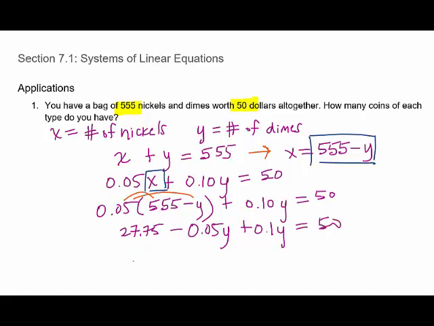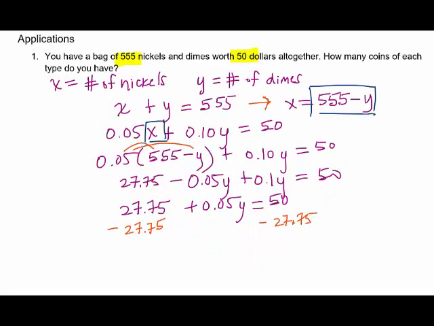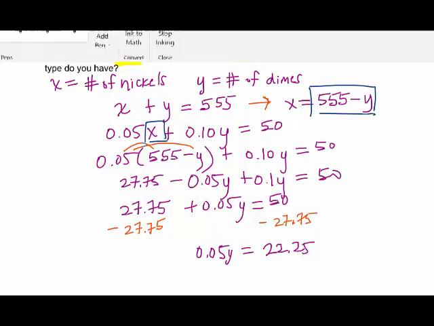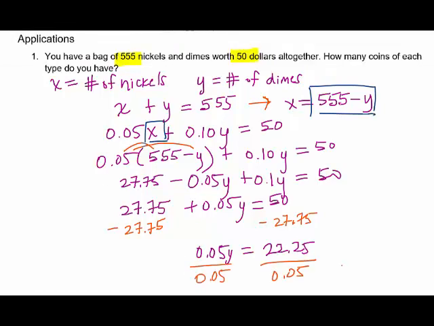So we have 27.75 plus 0.05y is equal to 50, and subtract 27.75 from each side, and that leaves us with 0.05y is equal to 22.25, and then lastly divide both sides by 0.05, and that gives us 445.